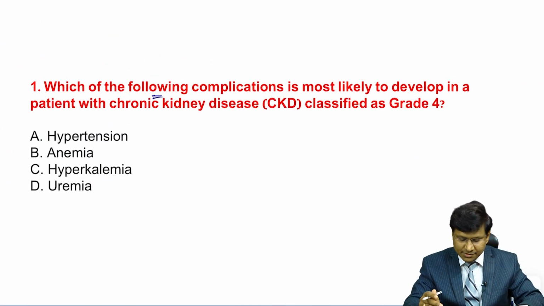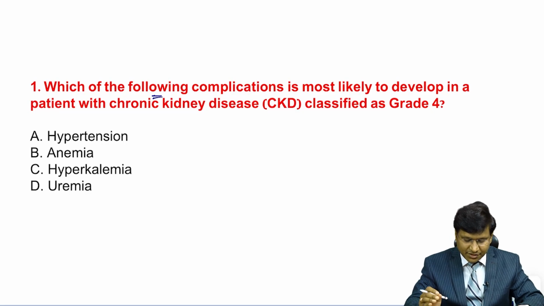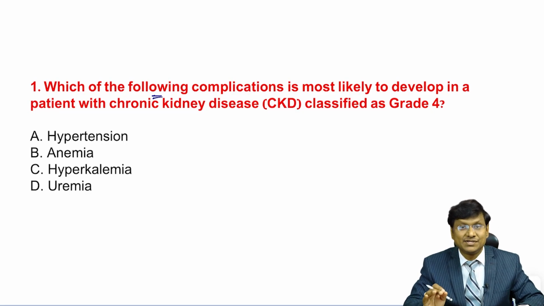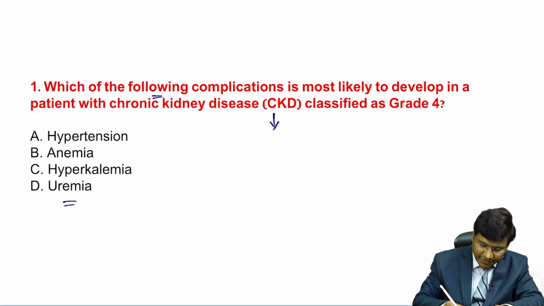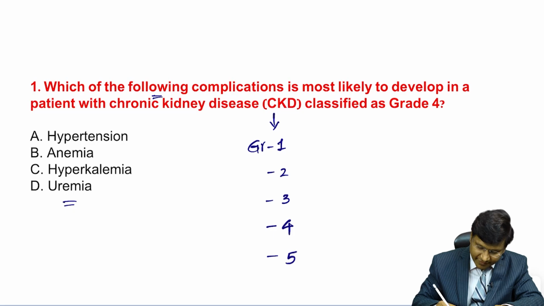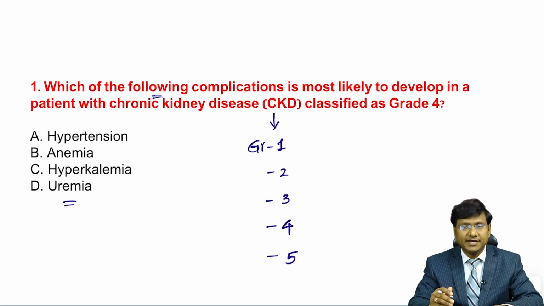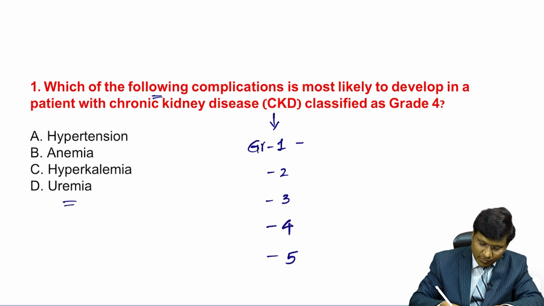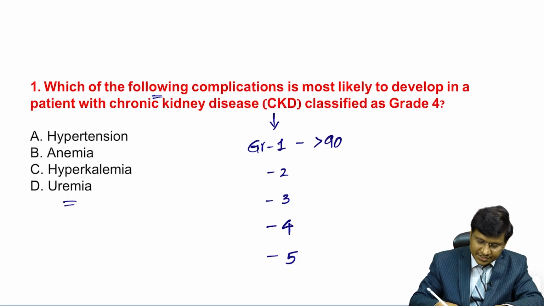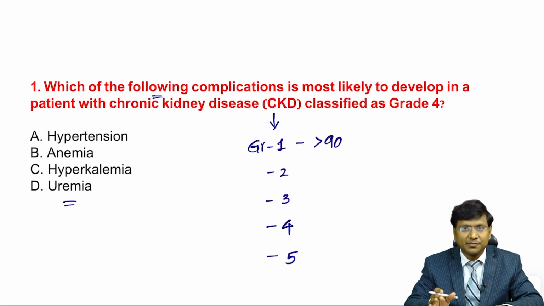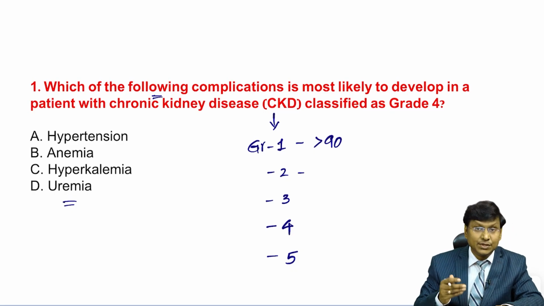Which of the following complications is most likely to develop in a patient with chronic kidney disease which is classified as grade 4? Hypertension, anemia, hyperkalemia, and uremia. So take this CKD, we have a total of 5 grades, grade 1, 2, 3, 4, and then 5. How are these grades determined? Based on the GFR. In grade 1, the GFR is more than 90 ml per minute per 1.73 meter square. Then you reduce it by 30.